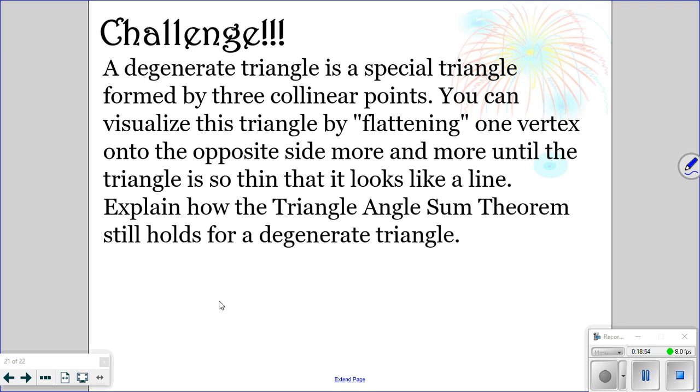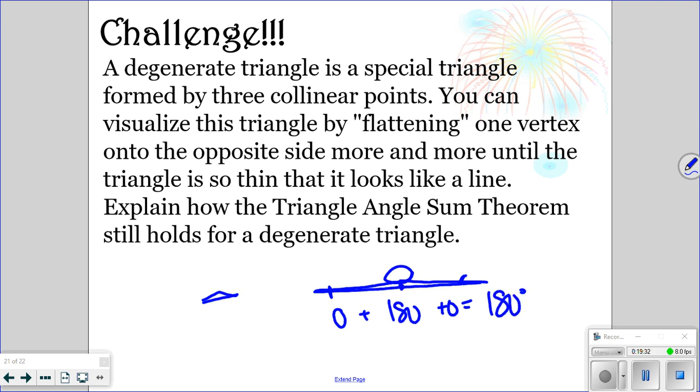So on this one, there is a very small triangle. And then here is another one that's really, really small. And eventually, as this vertex gets closer to this line here, it's going to flatten until it's just a line. So this angle here and this angle here are really close to being both 0. And then this angle here is getting really close to equaling a straight line, which is 180 degrees. And those three do add up to 180. So the triangle angle sum theorem still holds for a degenerate triangle, because if you add the 3, it still adds up to 180.